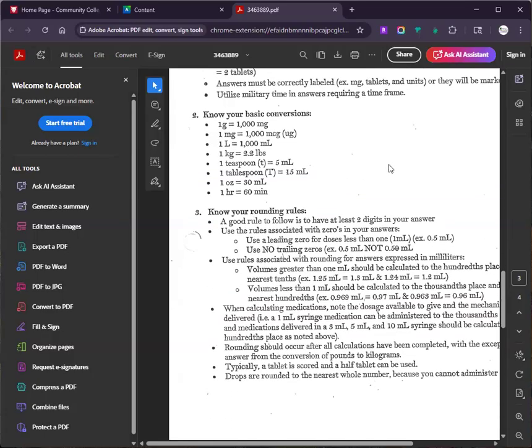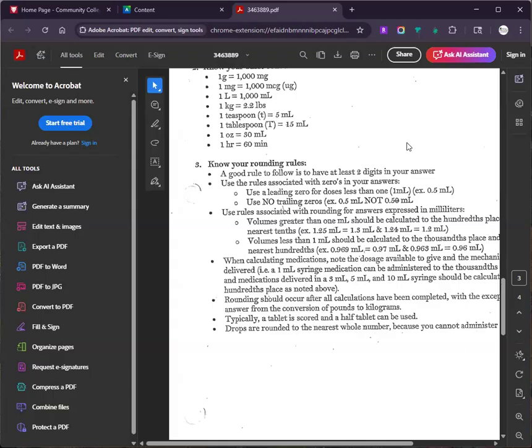There are rules for rounding. Ideally, when you get a final answer, you should have 2 digits in your answer. Now, if you get an answer of, let's say, just 2, they don't want you to write 2.0. They just want you to write 2. I'm just going to highlight that. So if your answer is 2, that's your answer. Do not write 2.0.